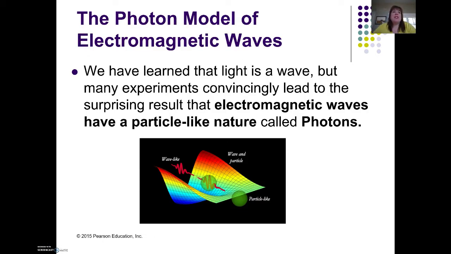Now, in our last unit in optics, we talked about how light is a wave, and it shows wave properties like interference and diffraction. Those are definitely wave properties. But we run other experiments, and light behaves like a particle. And this particle-like nature is called photons. So is it a wave? Is it a particle? Is it both? Well, we're going to find out in this unit.